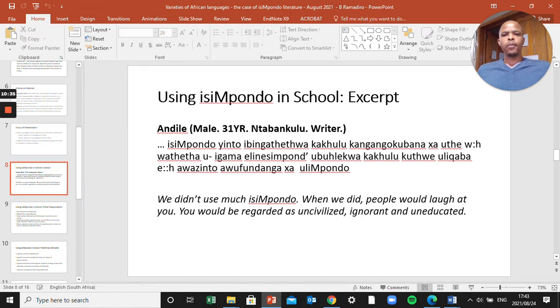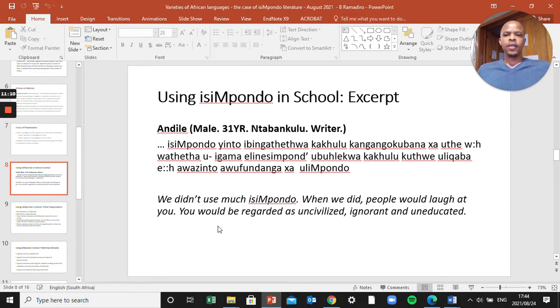Okay, at the top you have the extract in isiMpondo, and then at the bottom, in italics, the English translation. And in the interest of space, we've made the extracts very brief. So in relation to the question about their experiences and views of using isiMpondo while they were in school, these are some of the responses that we got.